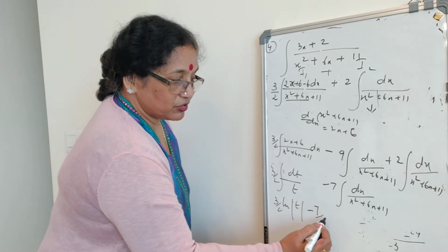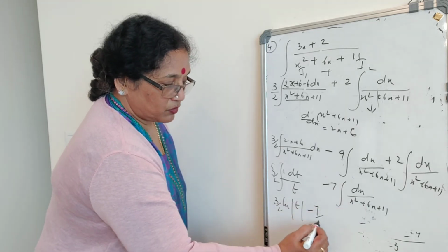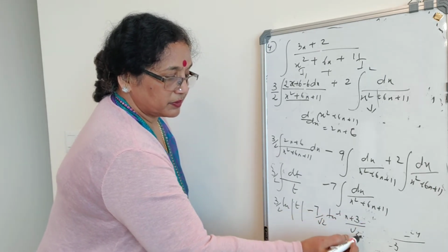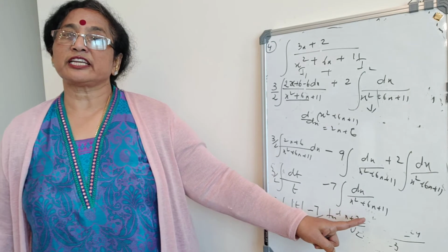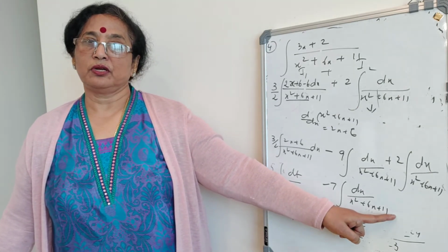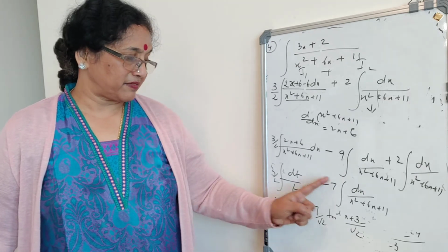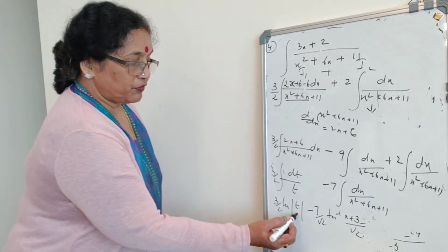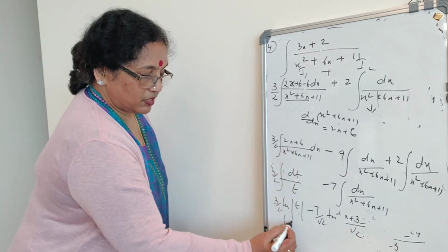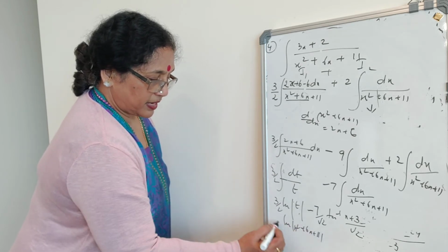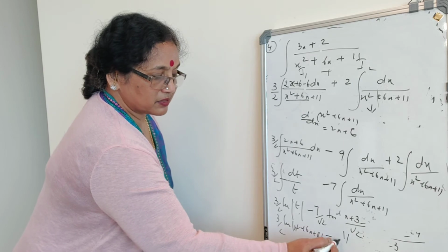This is x plus 3 whole square, so that is root 2 tan inverse of (x plus 3) by root 2. I just now did this, children. This is x plus 3 whole square plus 2. So tan inverse of (x plus 3) by root 2, times 1 by root 2, and minus 7. And this ln t, what will you substitute for t? x square plus 6x plus 11, ln of that, times 3 by 2, and minus this answer.